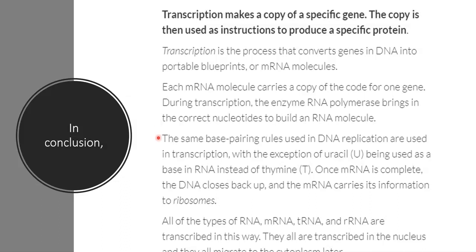The same base pairing rules used in DNA replication are used in transcription, with the exception of uracil being used as a base instead of thymine. Once mRNA is complete, the DNA closes back up, and the mRNA carries its information to ribosomes. All of the types of RNA, mRNA, tRNA, and rRNA, are transcribed in this way. They are all transcribed in the nucleus, and they all migrate to the cytoplasm later.